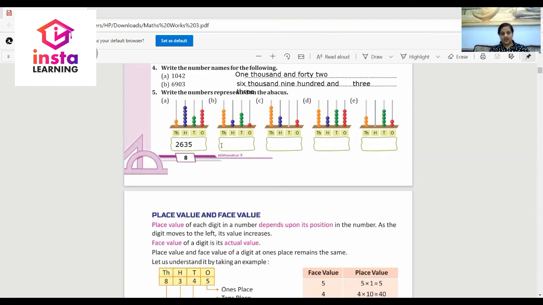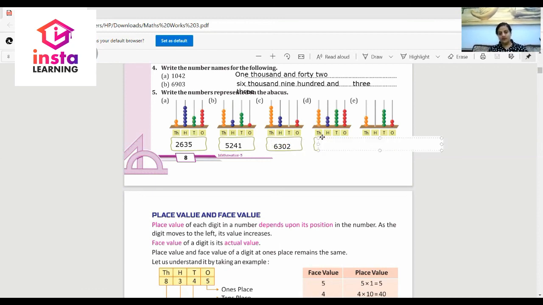So answer is 2635. Next is at the thousand place there is 5200, 4 tens means 40 and 1 ones. So it is the answer 5241. Next is 2, 3, 4, 5, 6. So 6 is the answer at thousand place, 3 is at 100 place, 0 is at tens place, and 2 is at ones place. So answer is 6302.